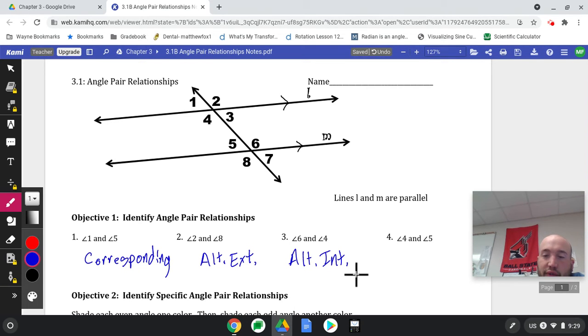The final one we have, 4 and 5. Right here, 4 and 5, they're going to be on the same side. So we can either say same side interior or consecutive interior.